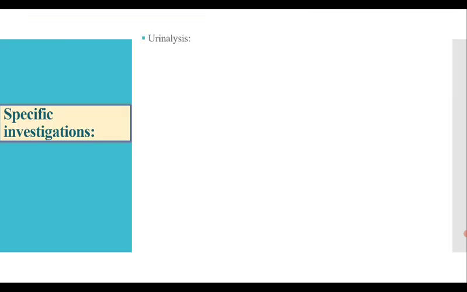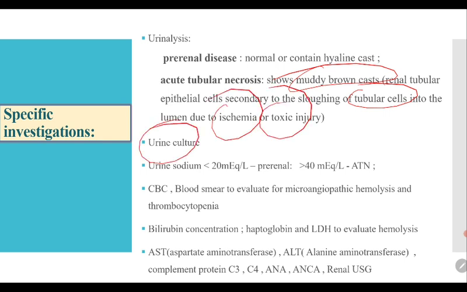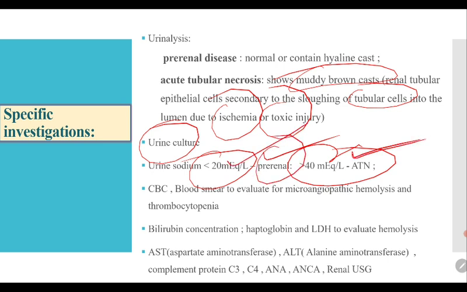Then, what are the specific investigations you should send? For urine analysis: in pre-renal disease it is normal, may contain hyaline casts. For acute tubular necrosis, there will be muddy brown casts and renal tubular epithelial cells, secondary to sloughing of the tubular cells into the lumina due to ischemia and toxic injury. You can send a urine culture. Urine sodium: in acute tubular necrosis it is more than 40 mEq per liter, less than 20 if it is a pre-renal cause.